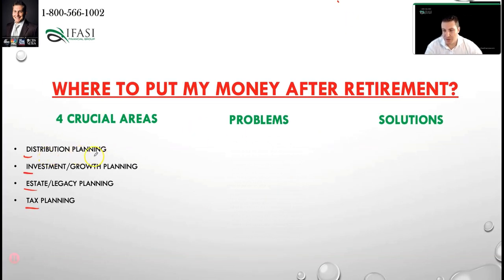So if you notice the distribution planning, investment planning, estate planning, and tax planning, that spells out diet. And that's why I trademarked the process known as the retirement diet plan, because there are four crucial areas to any sort of financial plan. It's not just about having these different buckets and setting it and forgetting it and hoping that everything works out. It's actually having a plan in place.